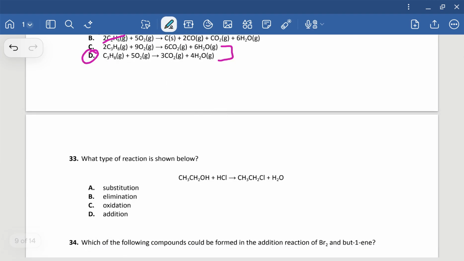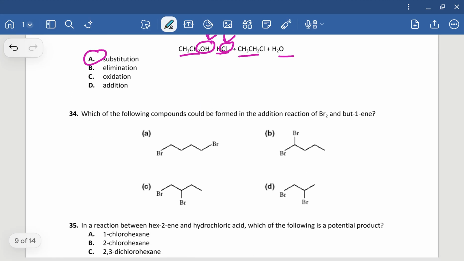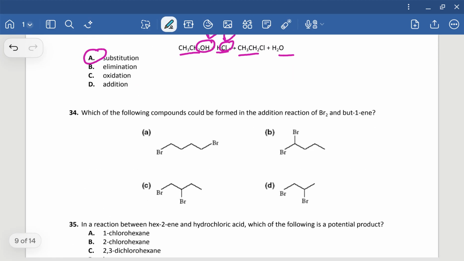Number 33, what type of reaction is shown below? So here we have reactants and two products. You can see within here that your OH and Cl are swapping places, so that would be a substitution reaction.